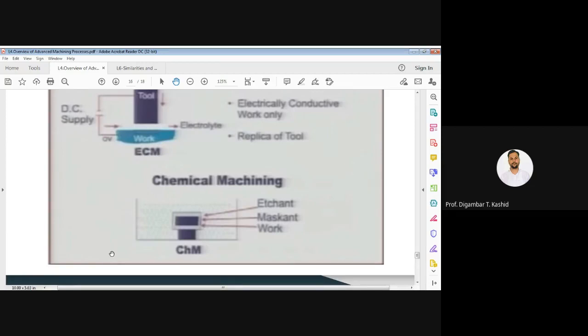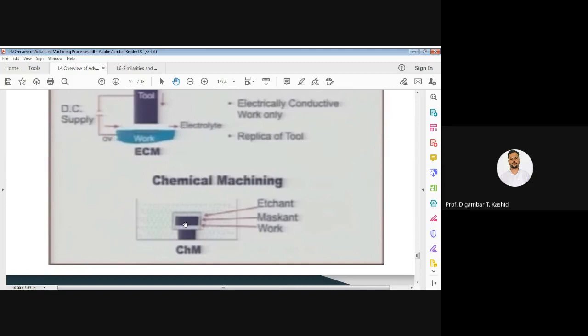Now, the combination of electrochemical with our grinding machine gives another process, that is electrochemical grinding. Only the same process is there, but instead of a tool we put a grinding wheel having an abrasive layer on its surface; that is called electrochemical grinding. And in chemical machining, among the techniques available for applying the maskants, we have the photoresist technique, that is called photochemical machining.